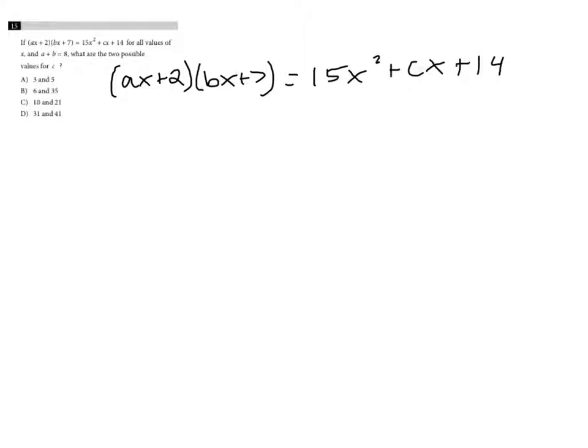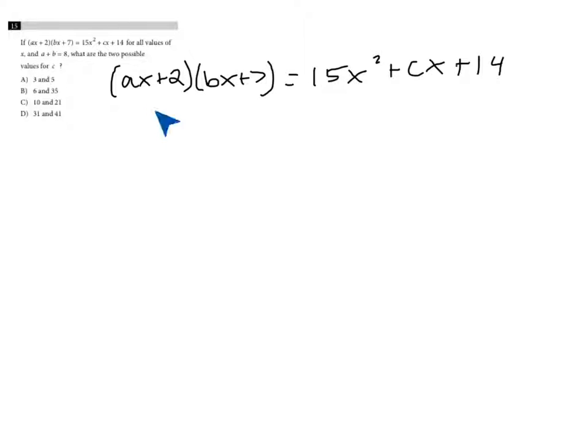Perfect. Look at number 15 now. If ax plus 2 times bx plus 7 equals 15x squared plus cx plus 14 for all values of x, and a plus b equals 8, what are two possible values for c? Looking at this equation, what this is essentially saying is, if I plug in some number for a and some other number for b, and I FOIL these two binomials out, front, outside, inside, last, I would get this expression here. I would get 15x squared plus some number cx plus 14, which makes sense.